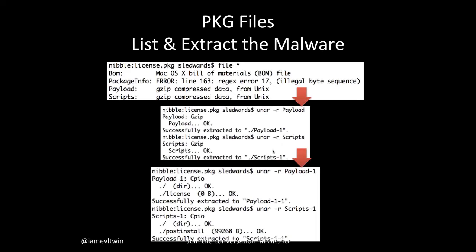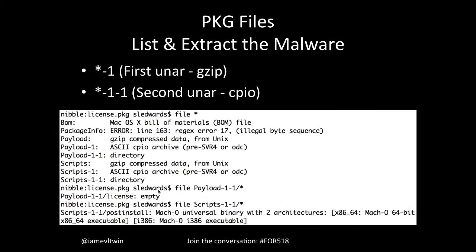archives. So once we do that, going down to this third screenshot, we finally see that once we unarchive those, now we have CPIO archives to deal with. So there's multiple layers of compression and archiving in these particular PKG files. So just keep digging down and using unar to actually get to these files. So we went from PKG to gzip to CPIO. Finally, what do we get down to? Our payload directory actually turns up empty. No pay dirt there.